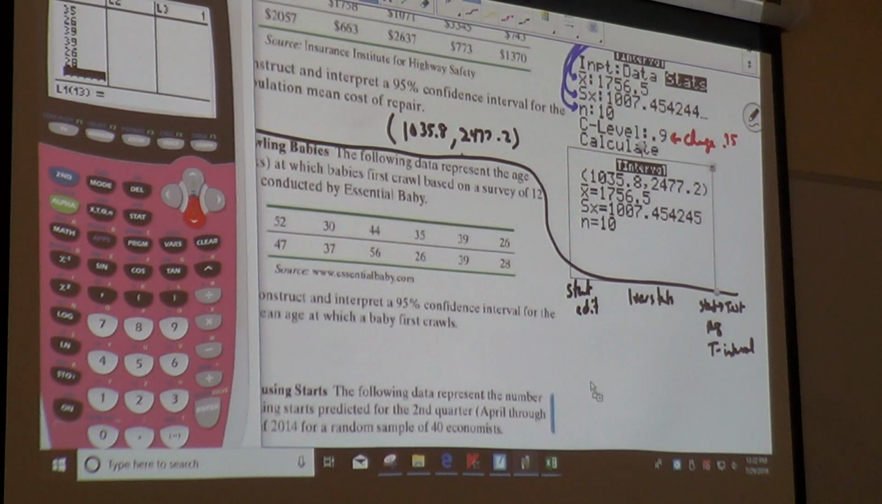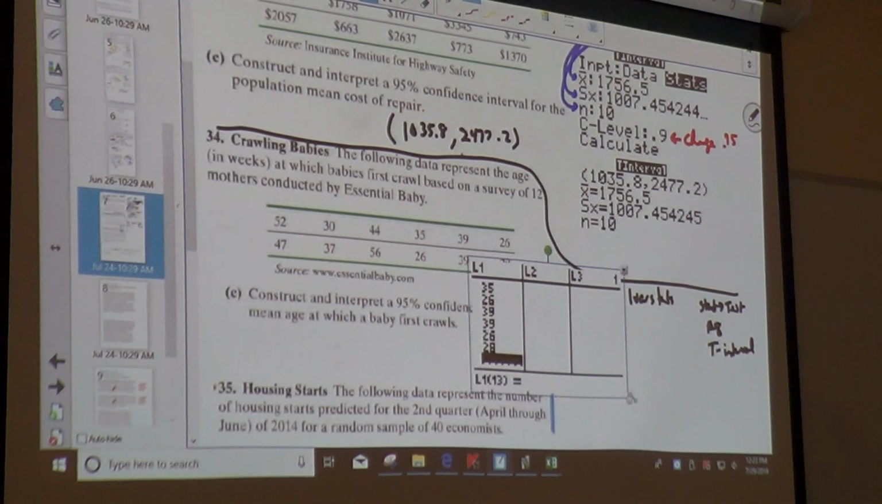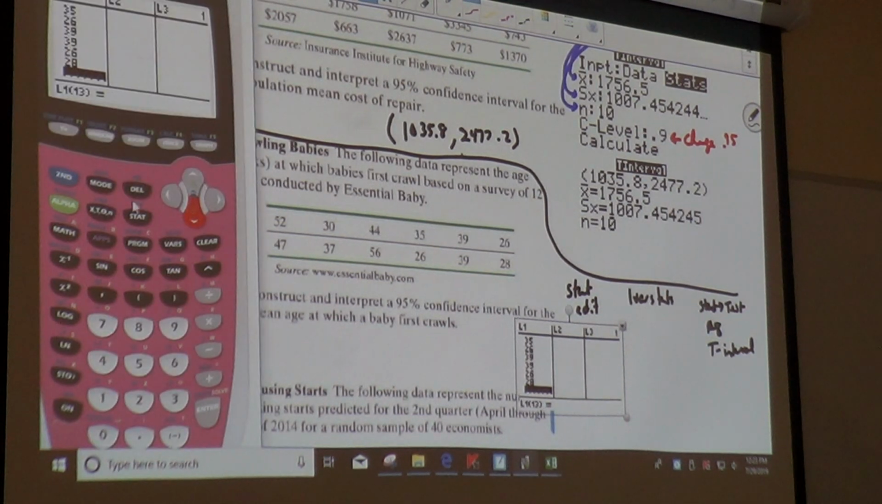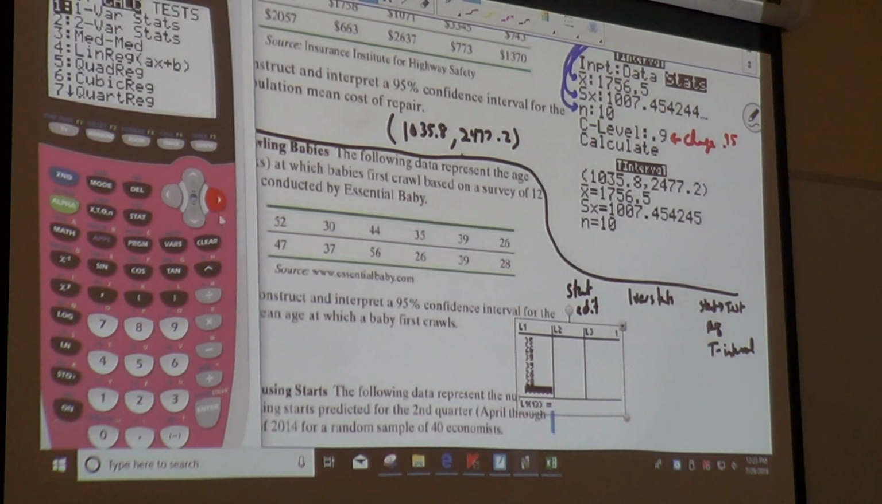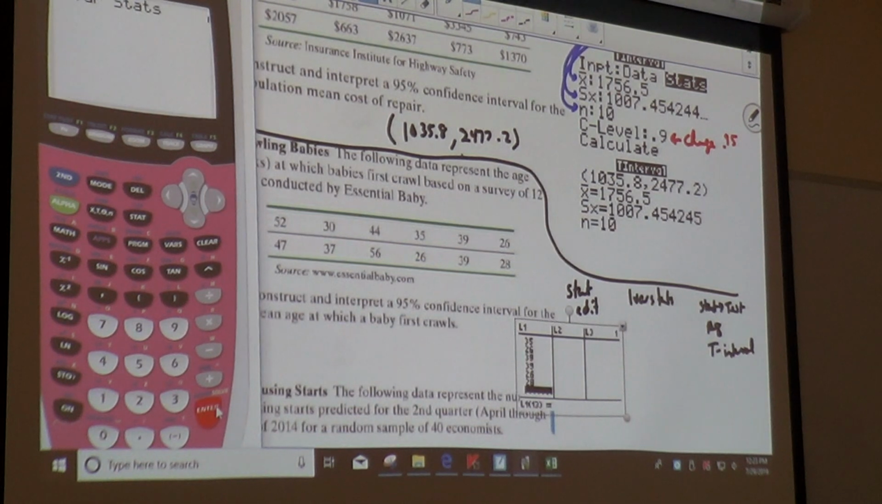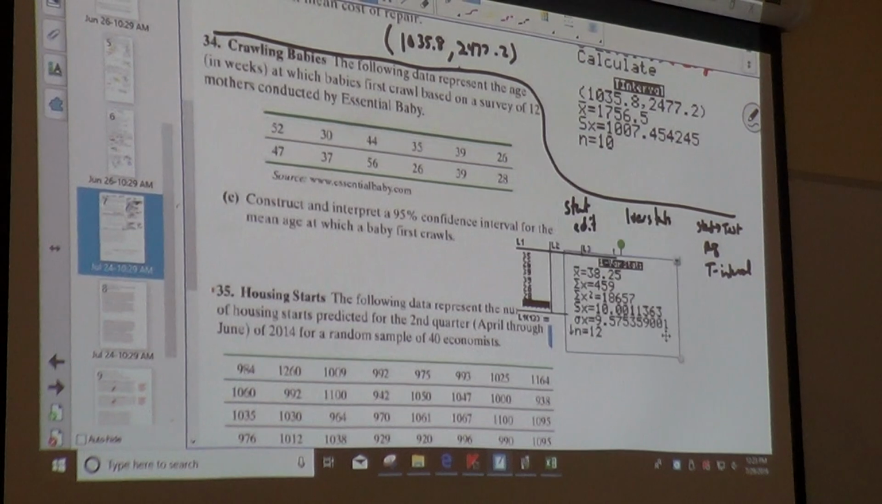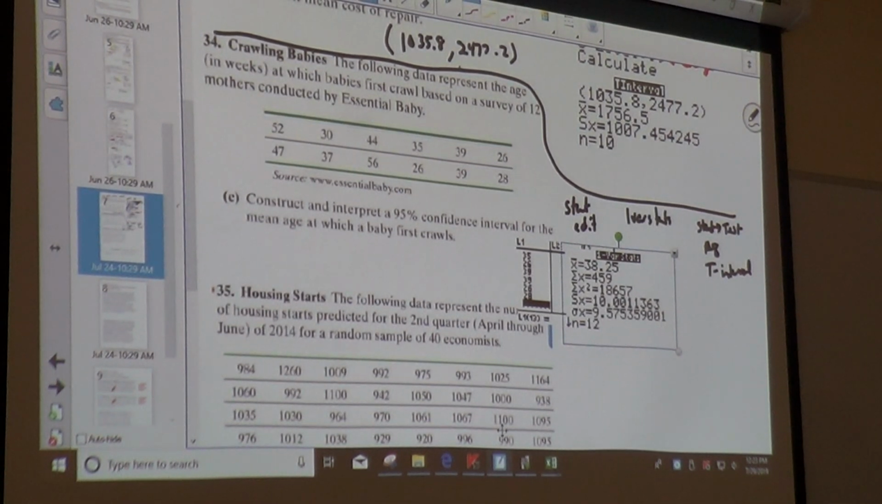Alright, so that's my stat edit. And then I'm going to do 1-var stats, and I'm only doing 1-var stats because they did not give me my mean and my standard deviation. And I do not have to do L1 and L2 because I only have one list of data. So I'm looking for my mean, my standard deviation, and my pieces of data.